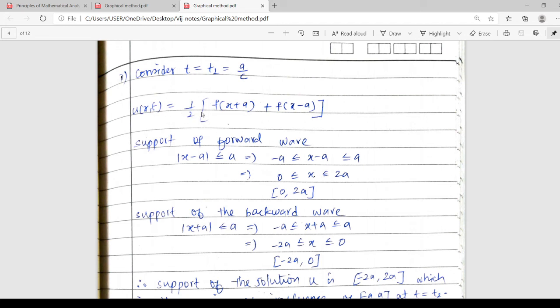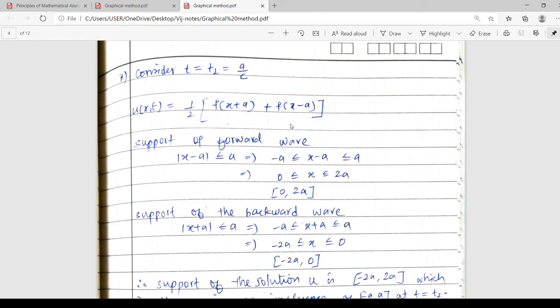So we got u of x,t equal to half of f of x plus a plus f of x minus a. Now, as in the previous case we did, we will find the support of the forward wave. So, support is the set of all points at which the function does not vanish. So, we know the nature of f. So, f of x plus a is 2 for mod x plus a less than or equal to a, and 0 for mod x plus a greater than a.